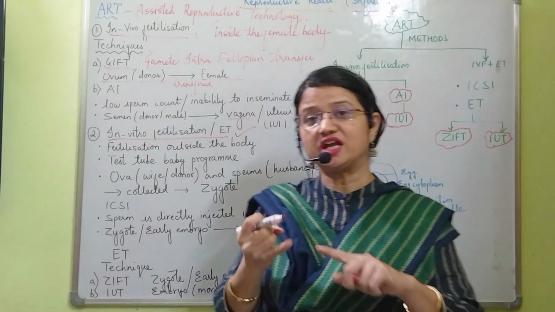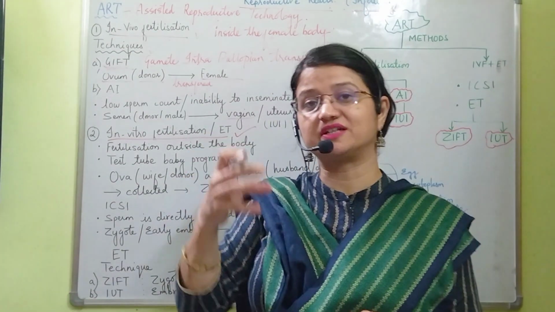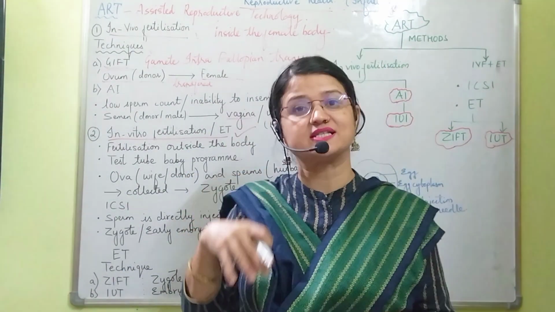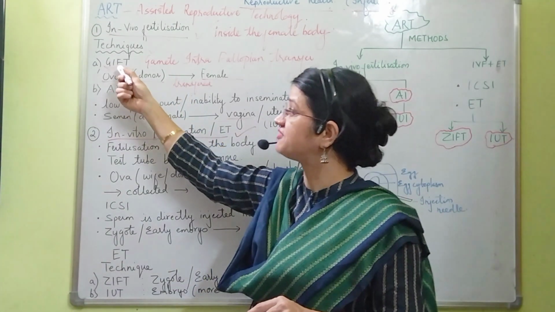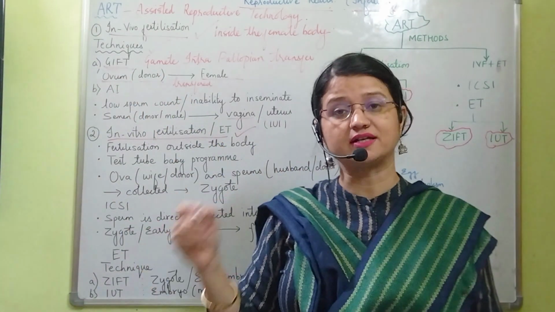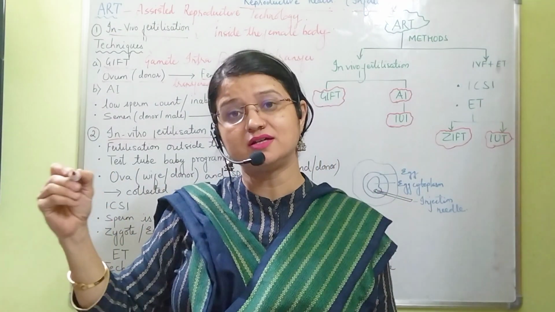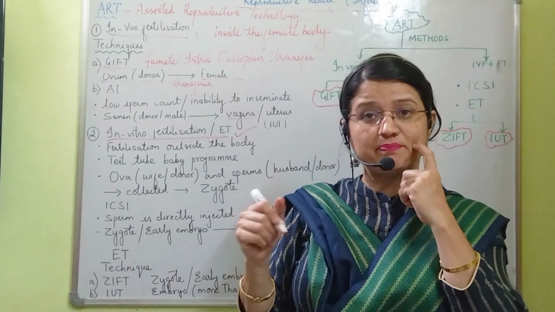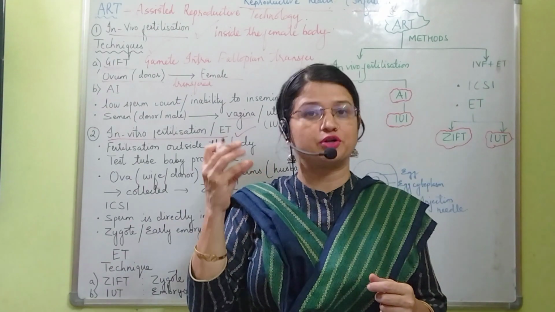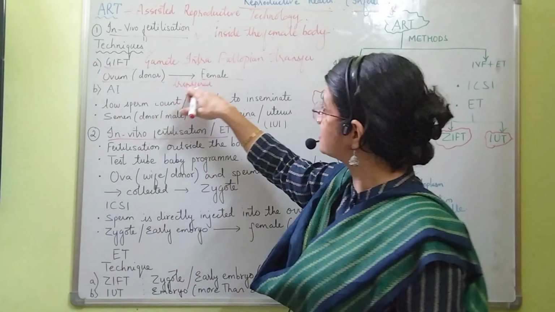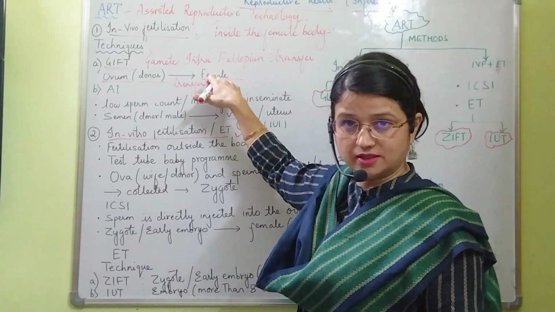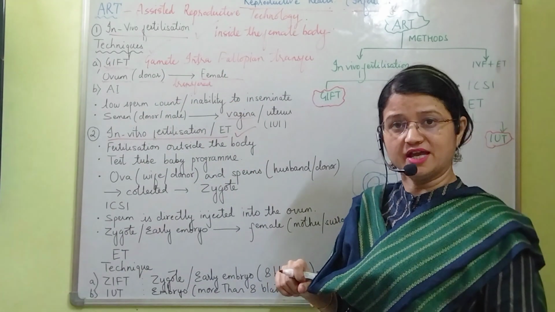Clear? So in vivo fertilization means the fertilization is taking place inside the female body, first thing. Second, there are two techniques. The first one is GIFT, that is gamete intra-fallopian transfer. Here the female partner is unable to produce the ovum, so the ovum is taken from a donor and it is transferred into the female. That will be called GIFT.